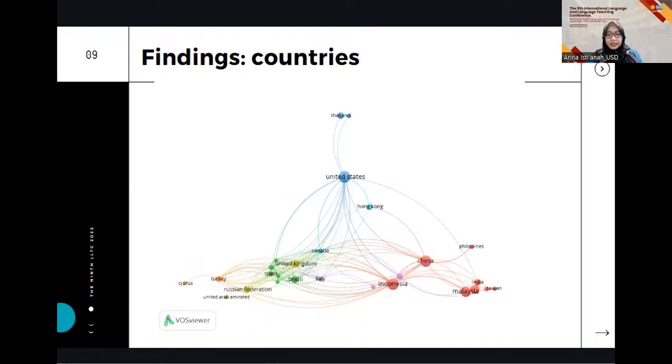What does it tell us? It tells us that the authors from Indonesia and China chose the same journals and the same keywords in the publication of teaching English in the pandemic.